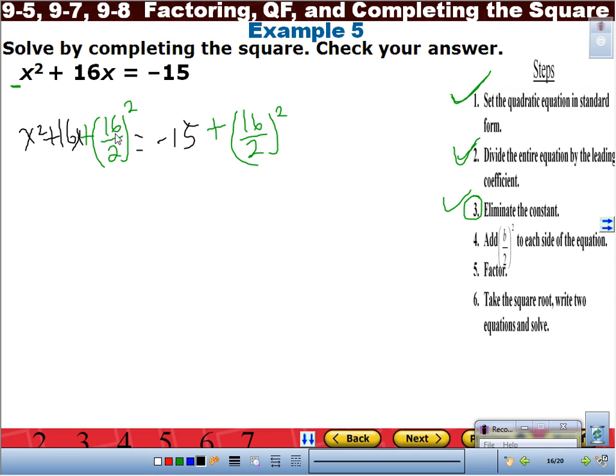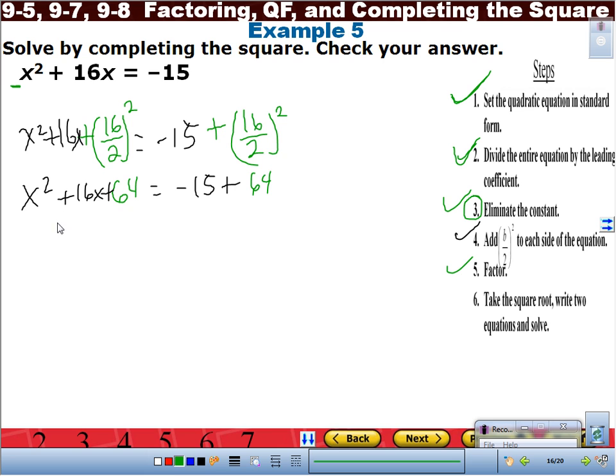So let's simplify this. What is 16 divided by 2? What is 8 squared? So therefore that turns into 64. This turns into 64. I bring everything else down. So we got x squared plus 16x plus 64 equals negative 15 plus 64. So step 4 is done. Next step, we're going to step 5, factor.